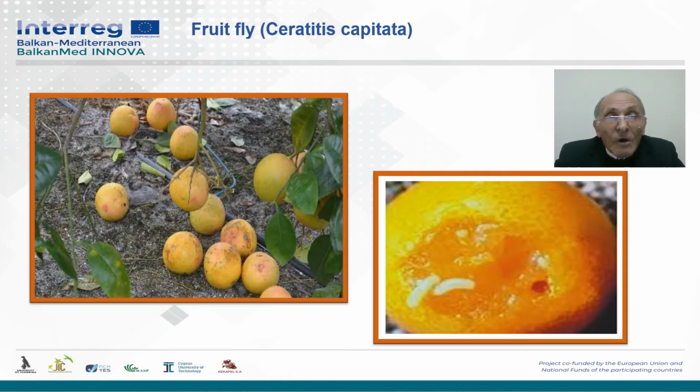These are the symptoms of Mediterranean fruit fly, Ceratitis capitata. We see here the white larva within the fruits of the citrus.